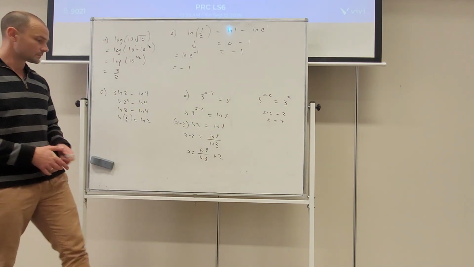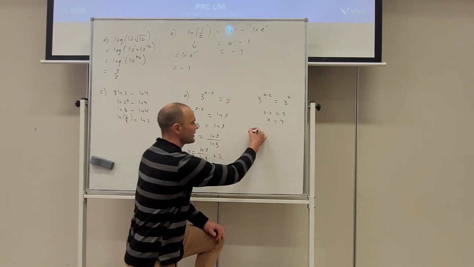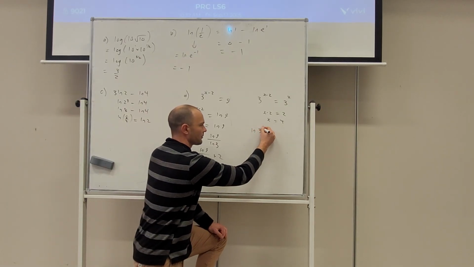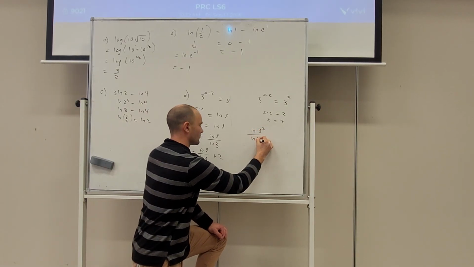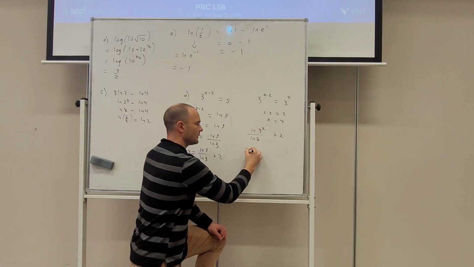So how can we make this answer look the same as this one? What we're going to do is take ln 9 and recognise that ln 9 can be written as ln of 3 squared. And with ln of 3 squared, we can bring the 2 out the front.